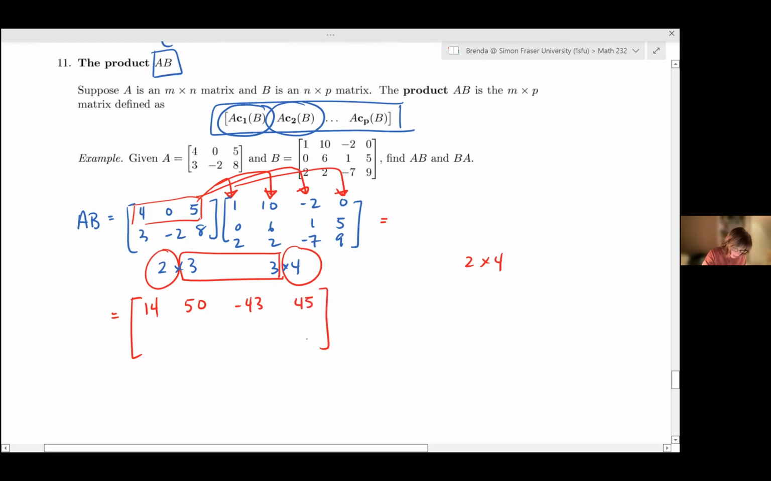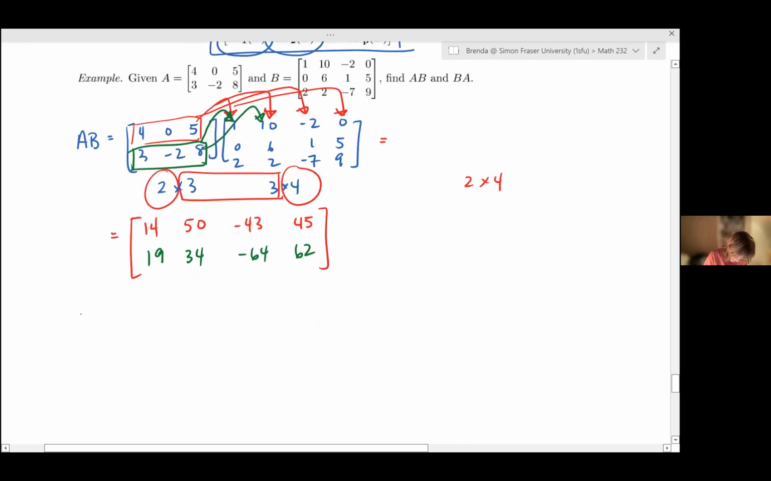Okay, then I move to the next row. I take the second row into the first column. So I get 3 times 1 plus 0 times minus 2 plus 8 times 2. And that gives me 19. Then I take that second row and I go into the second column. 3 times 10 minus 2 times 6 plus 8 times 2. I get 34. Continuing this pattern, I get this. Okay, stop the video. Make sure that you can multiply these two matrices together.